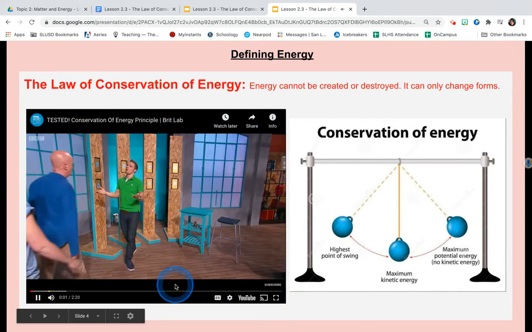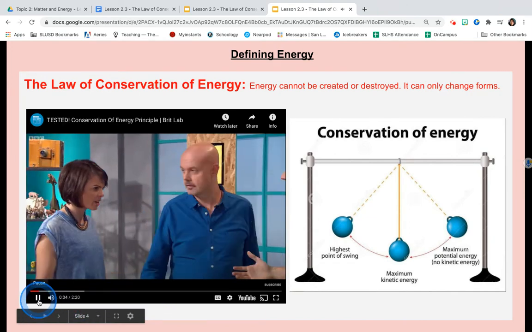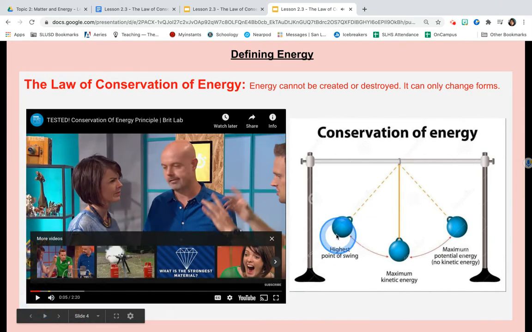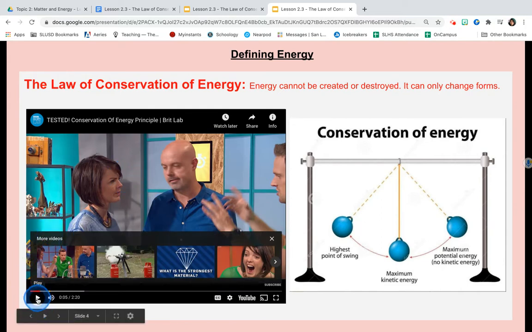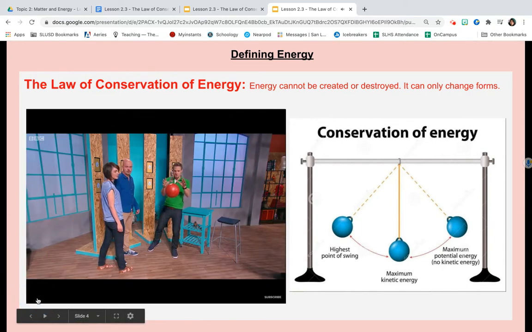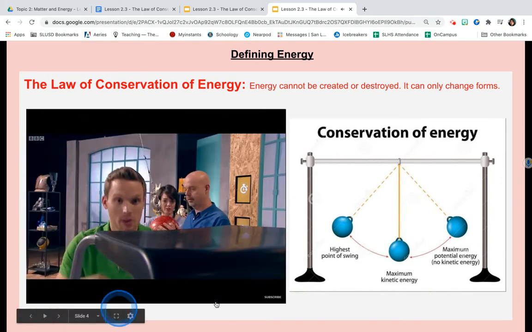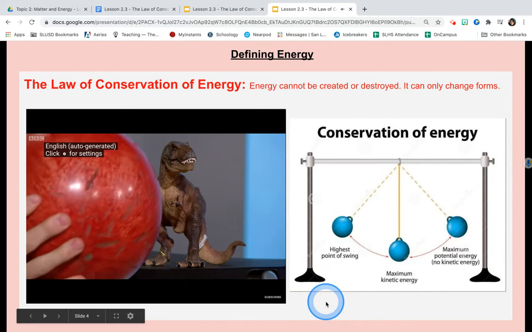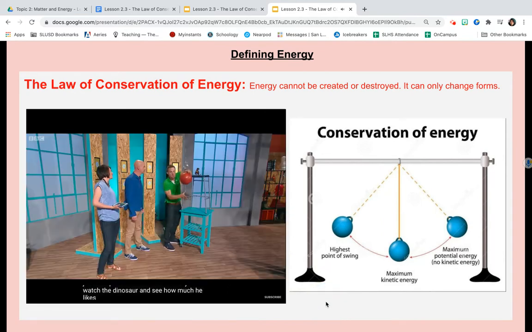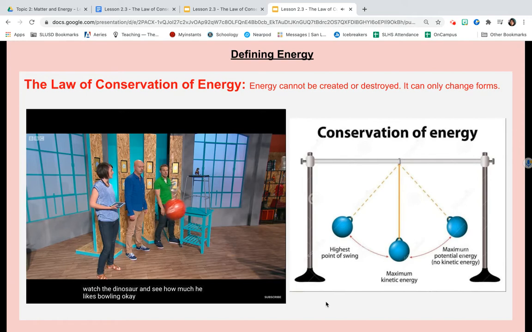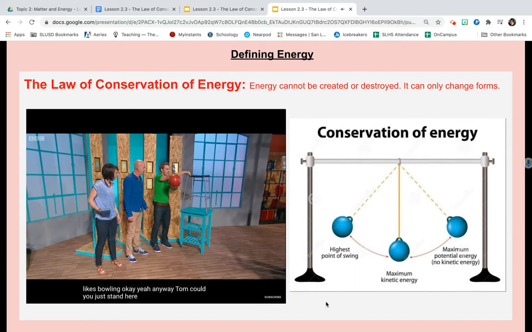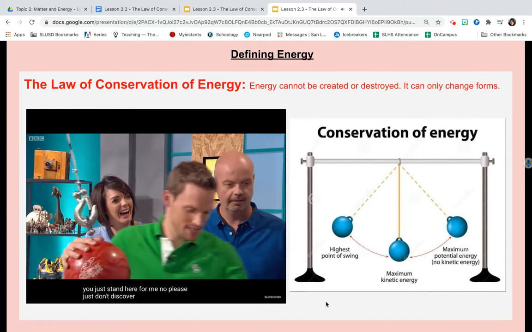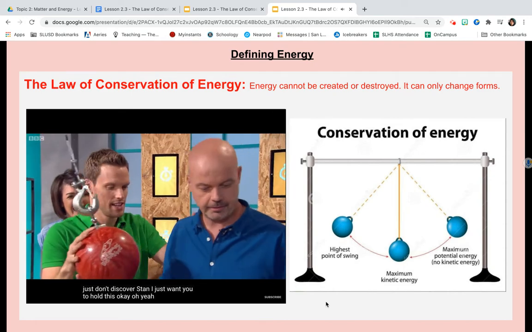Guys, who likes a good game of bowling on a Friday night? I like bowling. I love bowling. So in this video, they're going to do a challenge where they're going to swing a ball, and we're going to see if it hits someone's face. Stay there a sec. Just get this bowling ball. Dom, just hold that while I just set up here with a dinosaur. Just watch the dinosaur and see how much he likes bowling. Oh no, poor dinosaur. Anyway, Dom, could you just stand here for me? Yeah, please, Dom, just come and stand. I just want you to hold this. Okay, I'll hold it. Stand there, hold that.